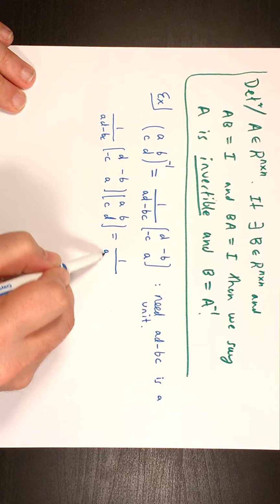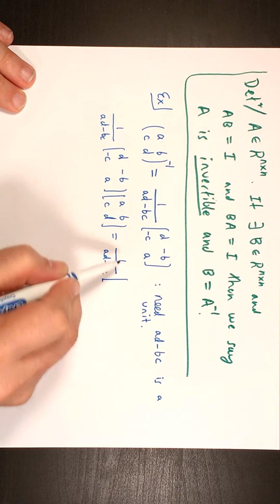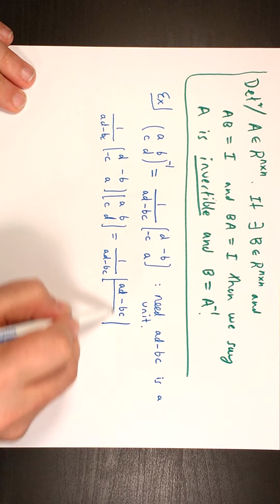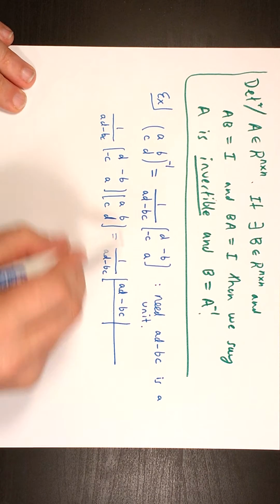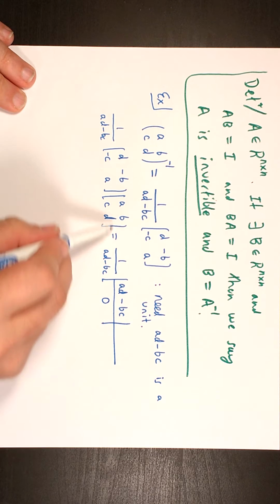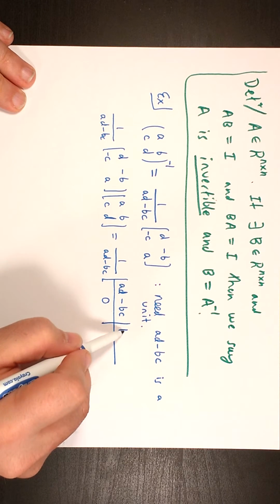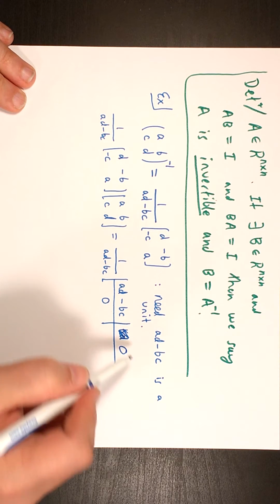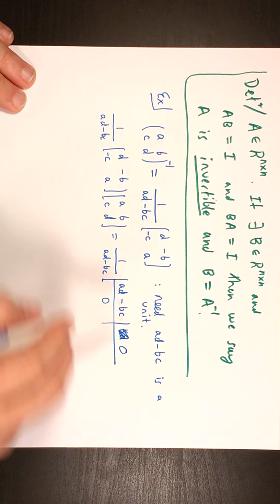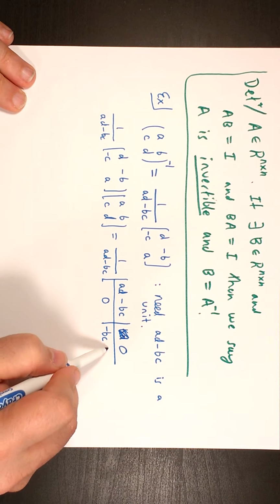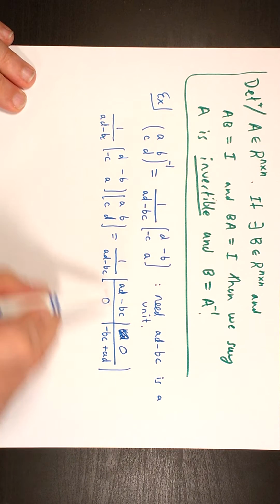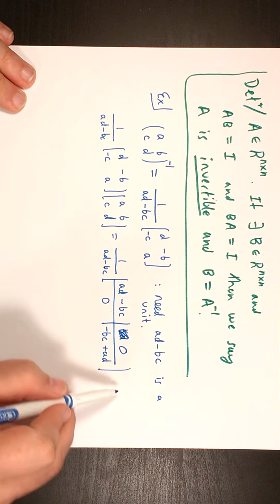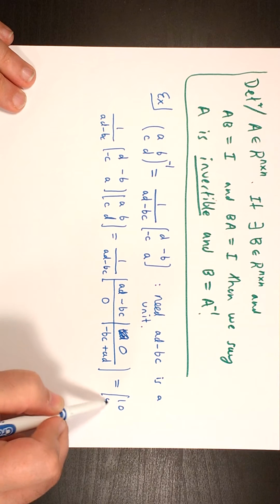We get 1 over AD minus BC, and we get AD minus BC, and then down here we get minus AC plus AC, that's 0. Then we get BD minus BD, oh I'm sorry, what am I writing? It's 0. And then minus BC plus AD. Alright, so then by the definition of scalar multiplication, bring it inside, divide this by this, divide this by this, it's the same thing. So you get back 1, 0, 0, 1, and there you have it.